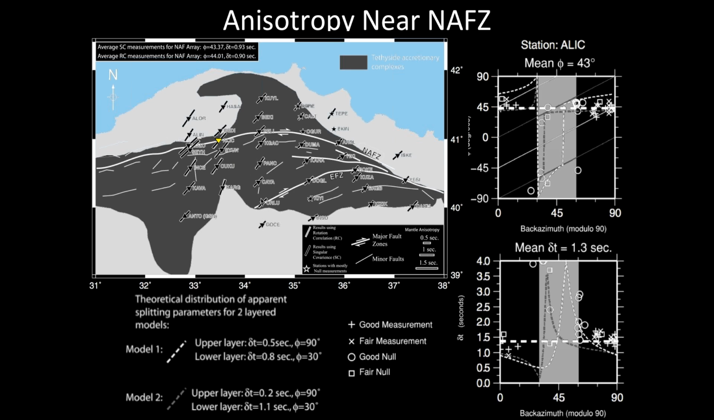Also, we didn't observe any trends in our measurements that could be paralleling the North Anatolian fault shear zone, which could be indicating crustal shear in this region. So we tried to model this using two-layer models for our anisotropy results, but we couldn't get conclusive evidence showing a shear zone that could be associated with the North Anatolian fault.